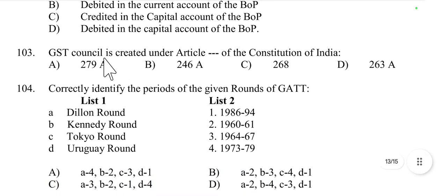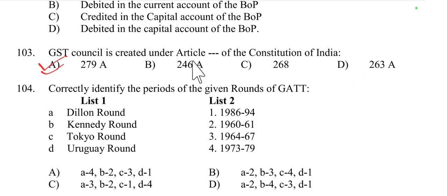Then question number 103. The GST Council is created under Article dash of the Constitution of India: Article 279, 246, 268 or 263. So it is the article under 279A.